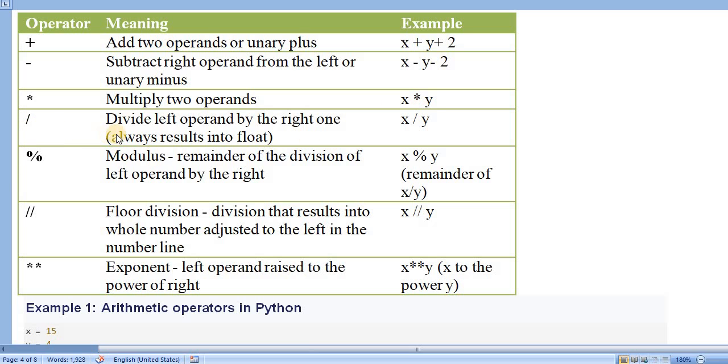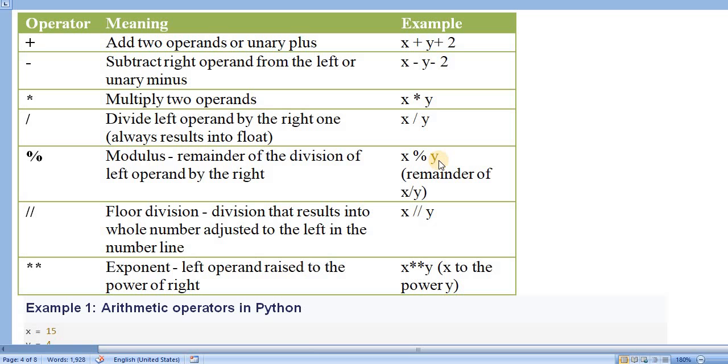And this operator divides the left operand by the right one. So this symbol is used for division. When you want to perform a division, we can use this operator. Look at this percentage sign operator. This operator is called the modulus operator, the remainder of the division of the left operand by the right. So x modulus y will return the remainder of these two operands.